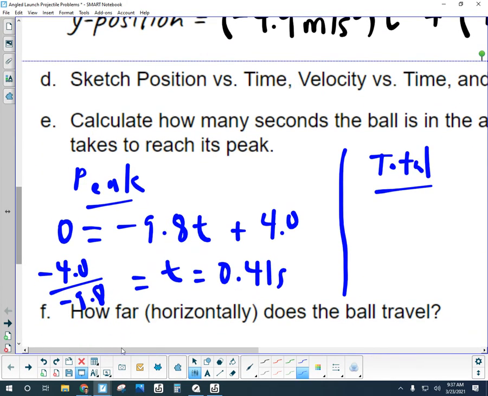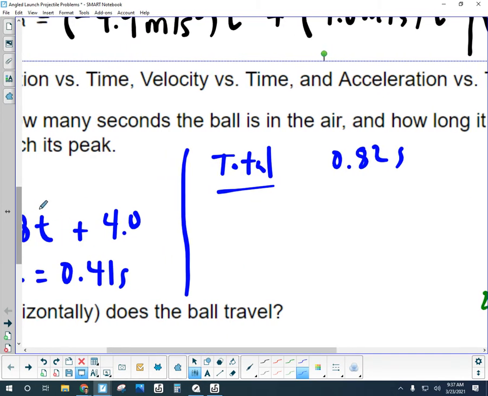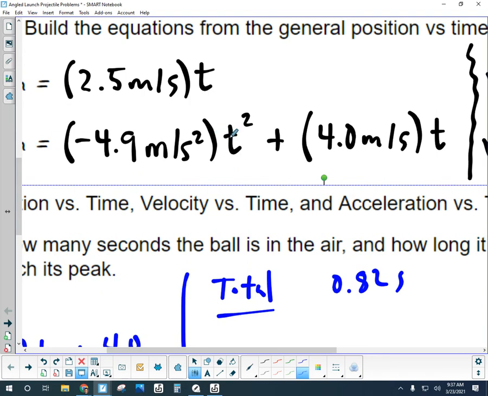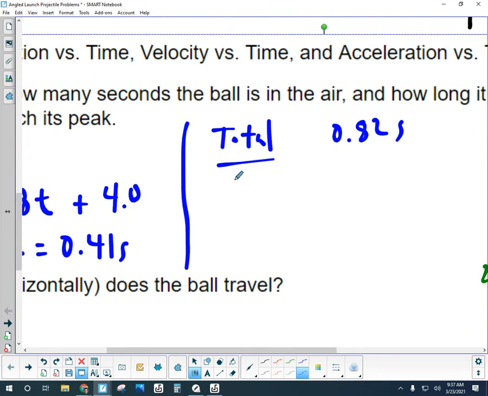Give myself a little bit more room to work. If I go to the position equation and set it equal to 0, that's going to be the time it takes to get back to y position 0. So that's going to look like 0 equals negative 4.9 t squared plus 4.0 times t.